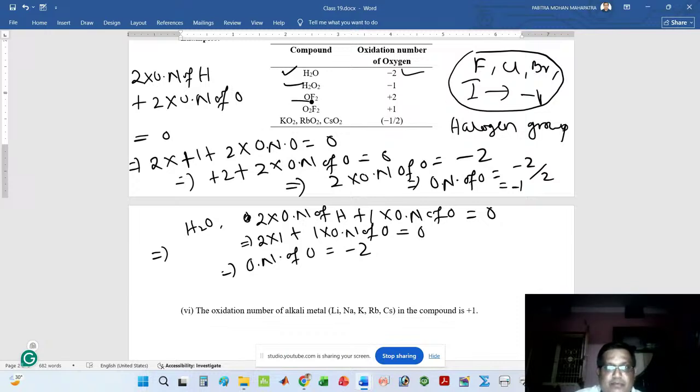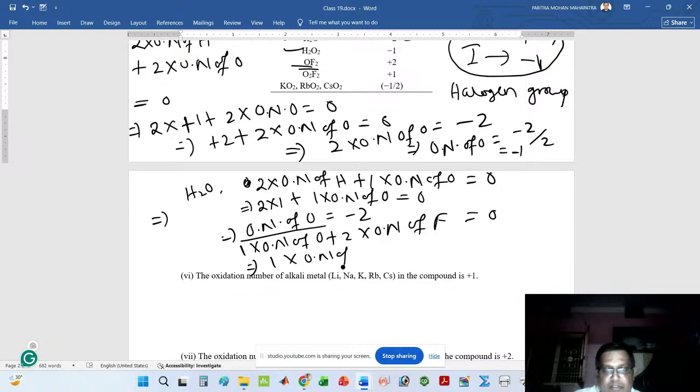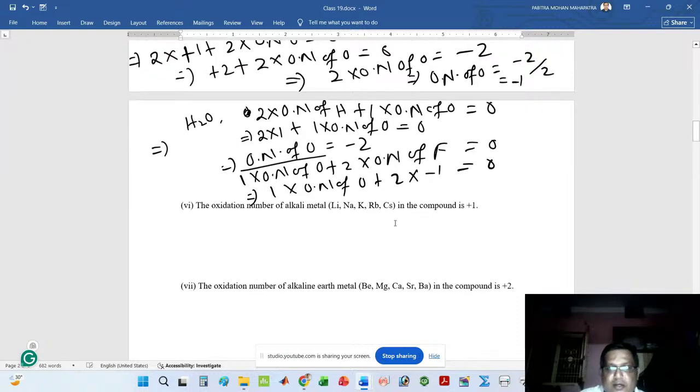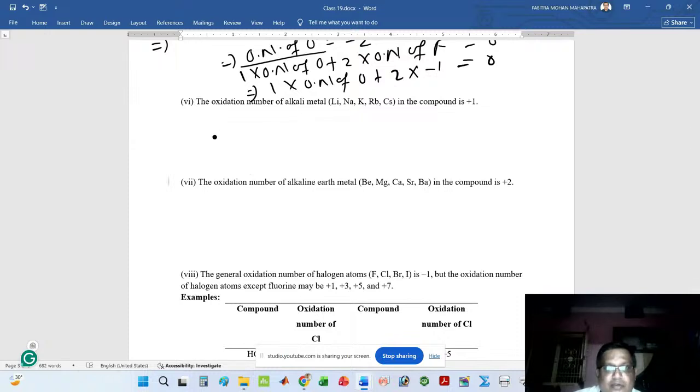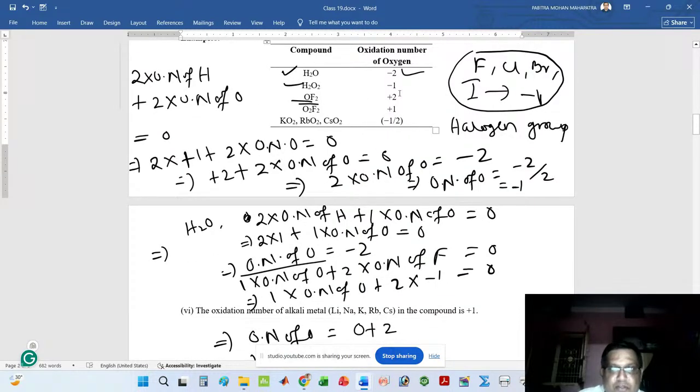Now let me explain about the OF2. If you think about the OF2 molecule, how can I write here? For OF2, I can write 1 into oxidation number of oxygen plus 2 into oxidation number of fluorine, that is your minus 1, is equal to 0. Here you can find oxidation number of oxygen is how much? That is your 0 plus 2. So here you can say that oxidation number of oxygen is your plus 2. Yes, plus 2. So in OF2, the oxidation number of oxygen is your plus 2.